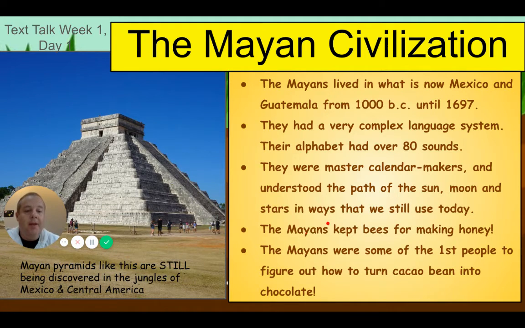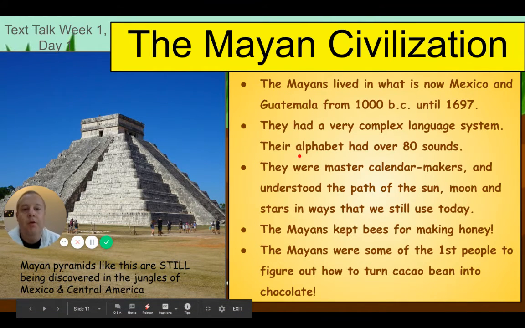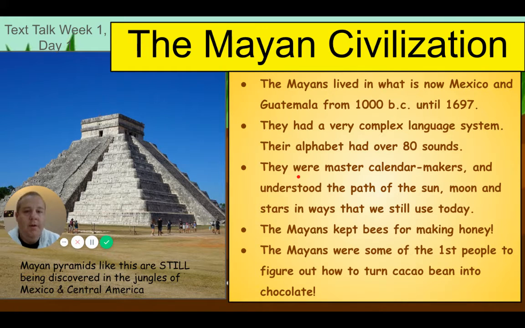The Mayans kept bees for making honey. They were beekeepers. And they also were some of the first people to figure out how to turn cacao bean into chocolate. So that's pretty cool. They were some of the inventors of chocolate, like we learned about in Brazil, right? I wonder if they taught each other.